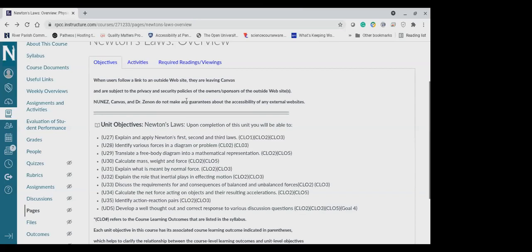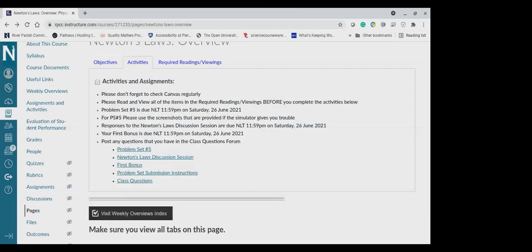Okay, so don't forget, these are activities that you have on your plate that are due by Saturday. You can see here you have problem set 5. Now, just to remind you, problem set 5 actually deals with 2D motion. It's problem sets 6 and 7 that are going to deal with Newton's laws. You do have a discussion on Newton's laws that's due by Saturday, and your first bonus is also due by Saturday. So let me talk about Newton's laws for a bit, and then we'll come back and take a look at that first bonus. Okay, so that's what's on our plate to get through today.